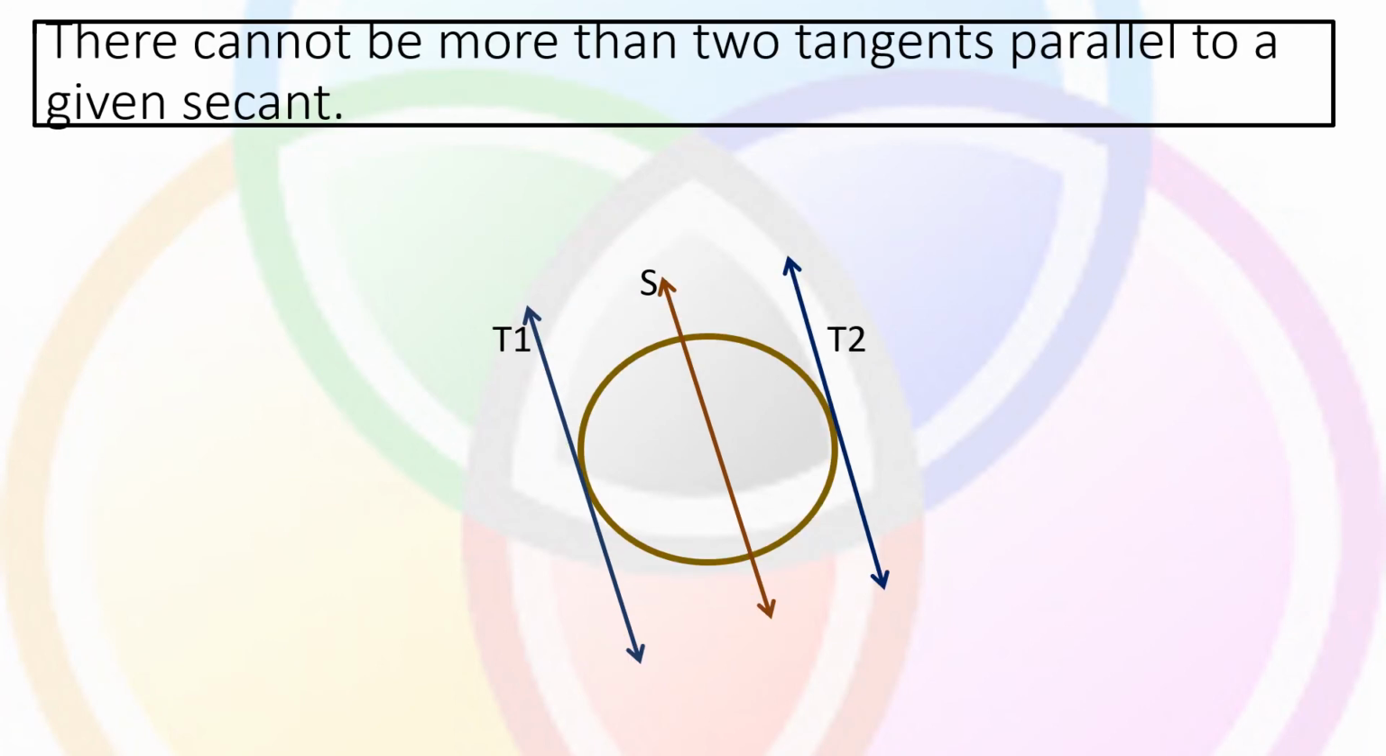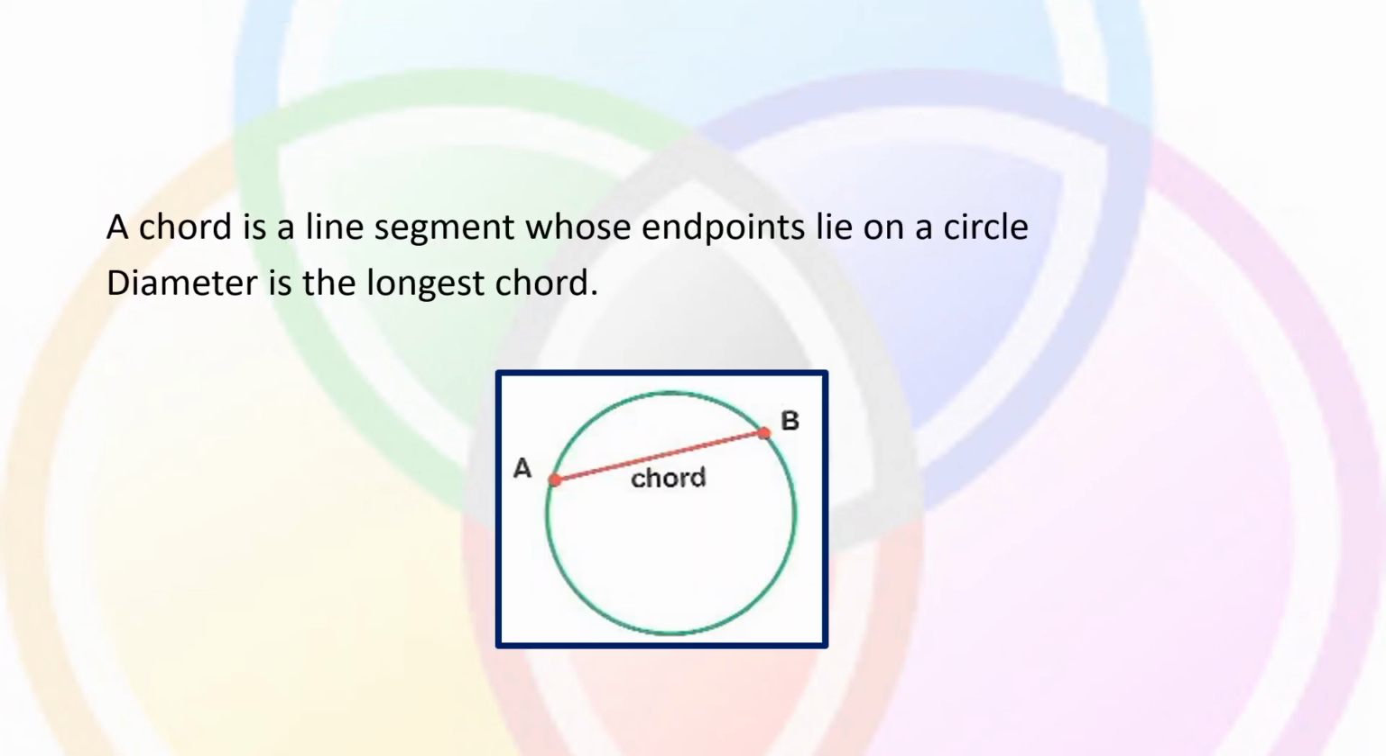Next, there cannot be more than two tangents parallel to a given secant. This is also a very important property, that only two tangents are possible which are parallel to a particular secant. Here in the figure, these are denoted by T1 and T2, and S is for the secant.